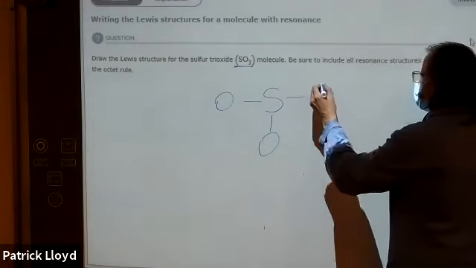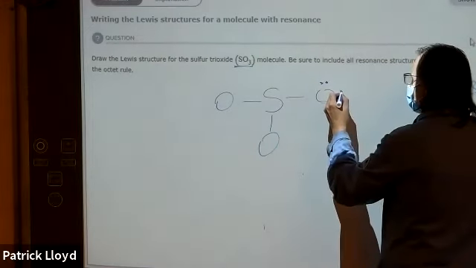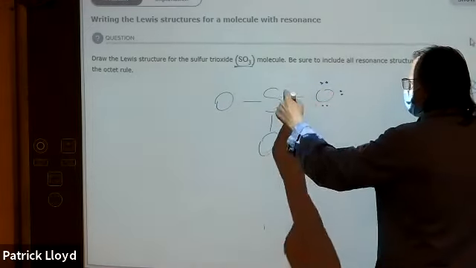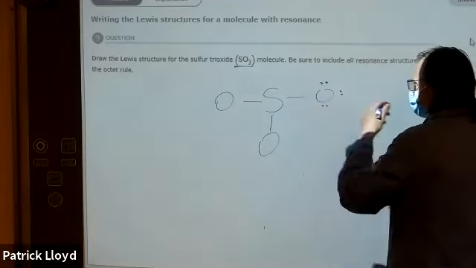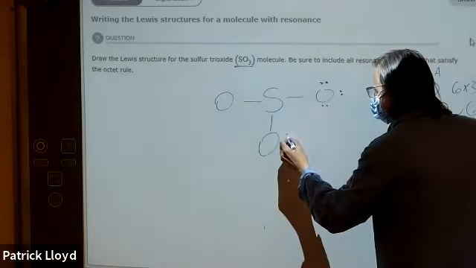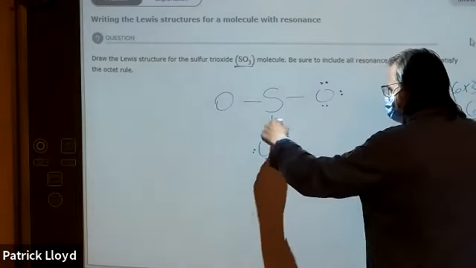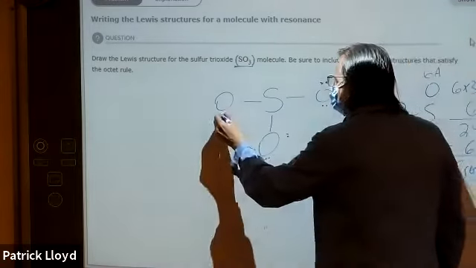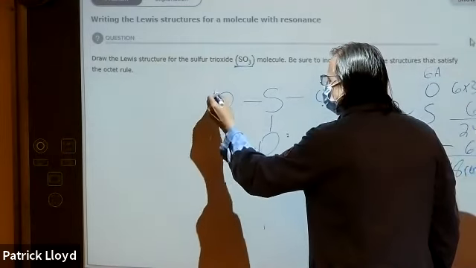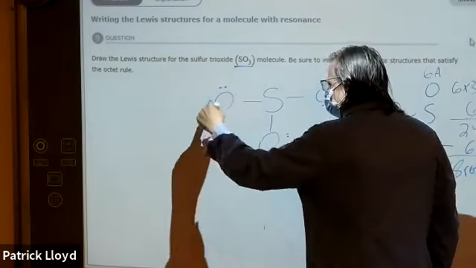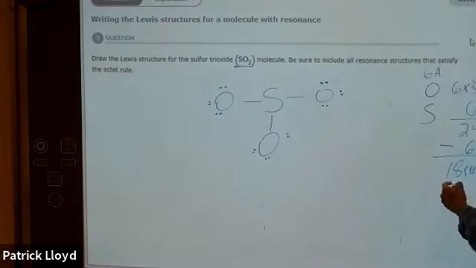So let's do 2, 4, 6. Now the oxygen has 8. 2, 4, 6. Now the oxygen has 8. 2, 4, 6. Now the oxygen has 8. But that's 18. I just did 18. So I got to stop because I've run out of electrons.